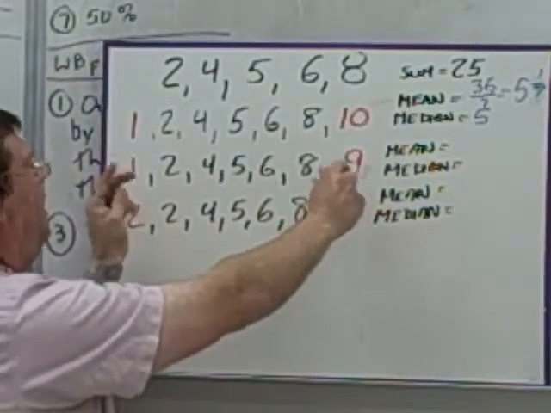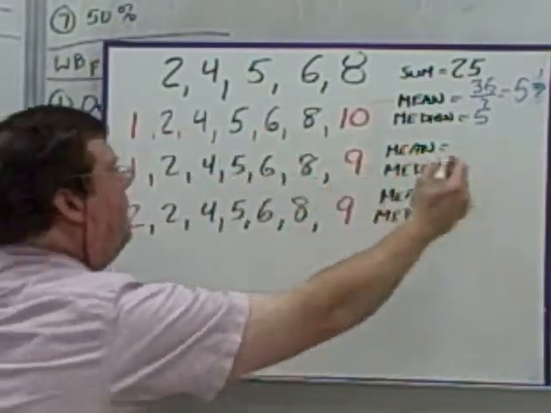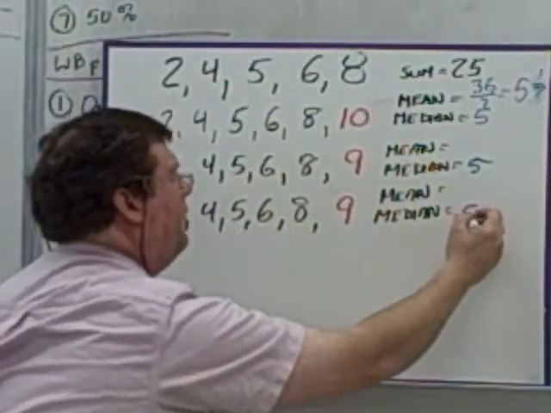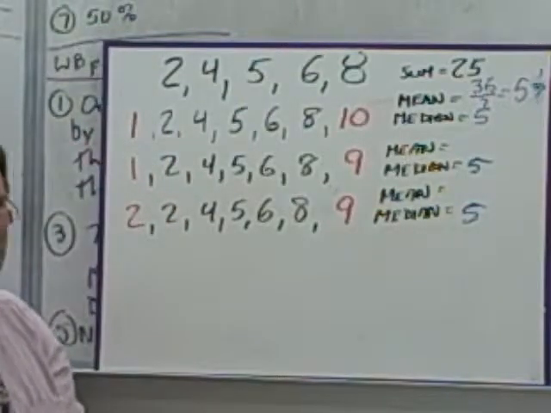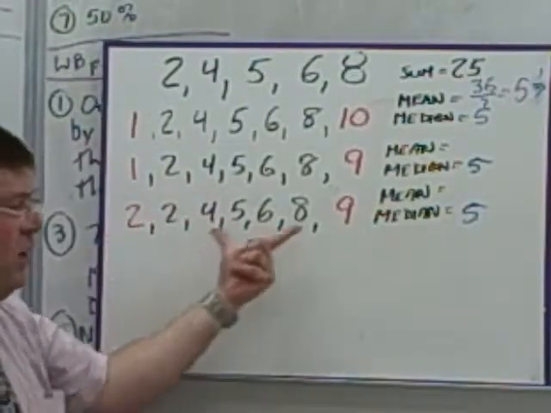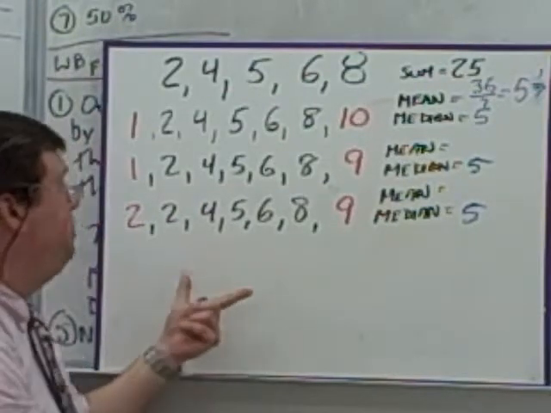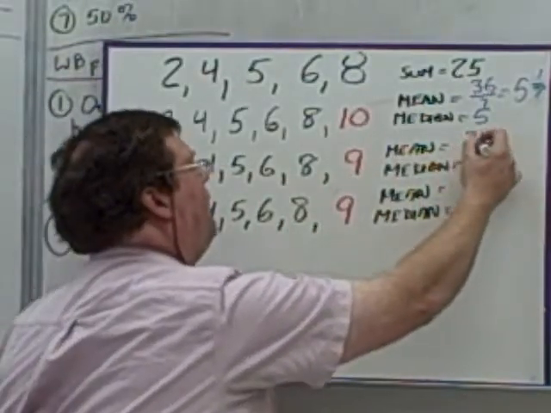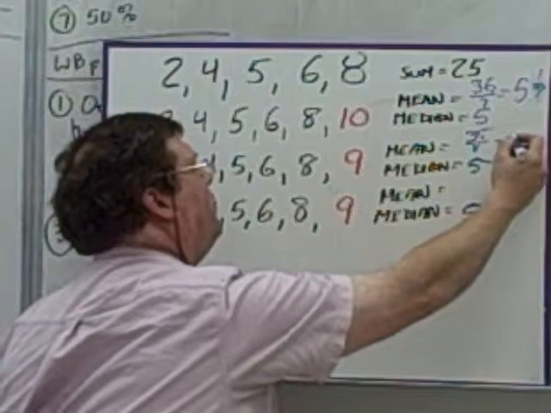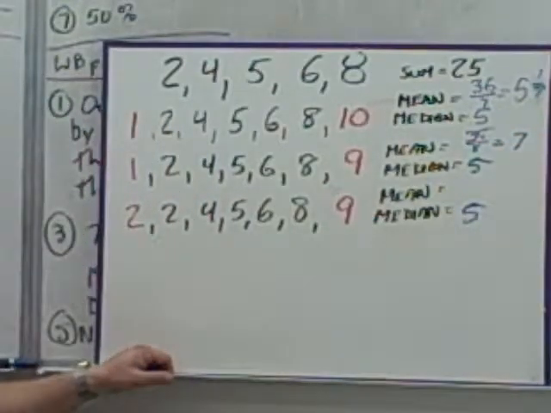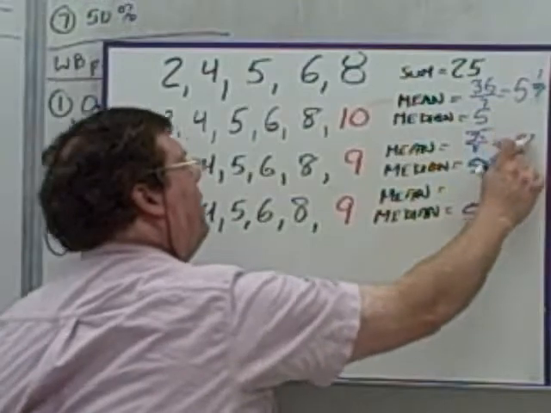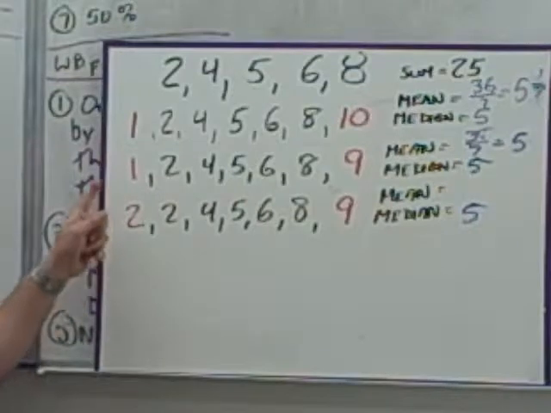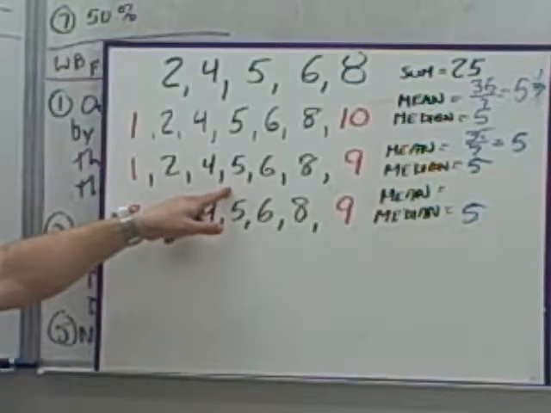Here we added a 9 and a 1. The median is going to stay a 5. 9 and a 2. The median is going to stay a 5. The median is not affected when you add something above and below together. Okay? The mean, though, when I add these together, I'm going to get 35 over 5, which is 7. 35 over 7, which is 5. The mean here is not changing. It stays the same.